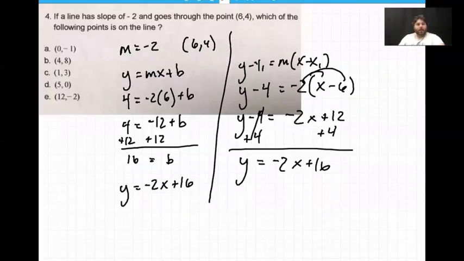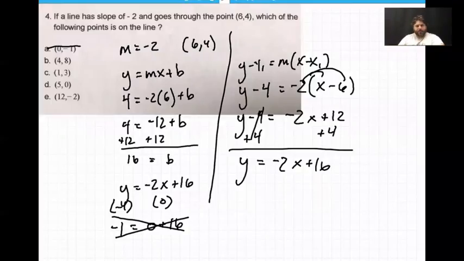So now I've got the line. I want to know which of these following points is on the line. Well, what does it mean to be on the line? It means when you plug in the x and y, the equation reads something true. So let's try 0, -1. When I plug in 0 for x and -1 for y, I get that -1 equals 0 plus 16. Is it true that -1 equals 0 plus 16? No, that's not true, which means that point is not on the line.